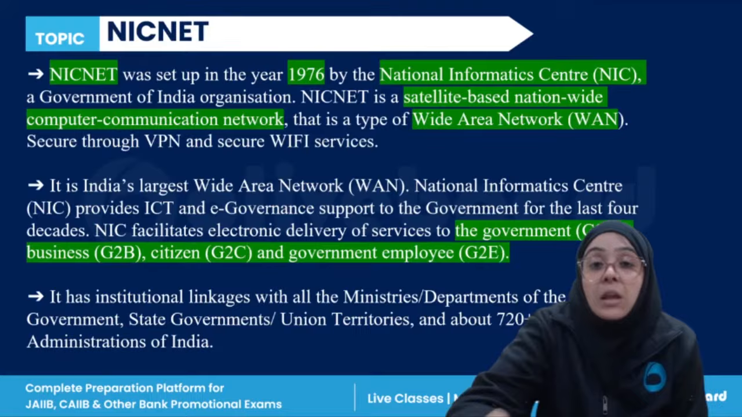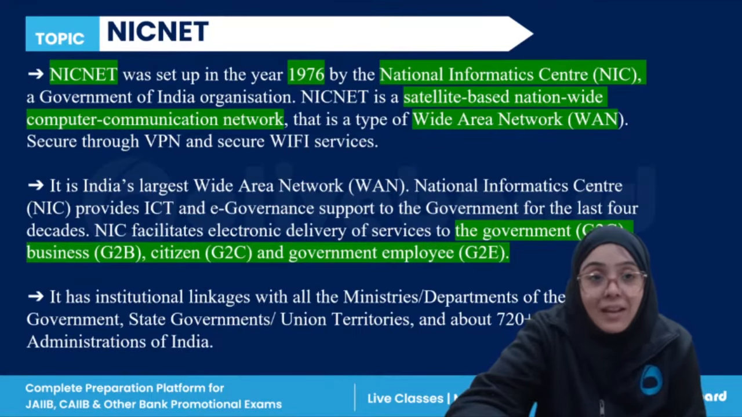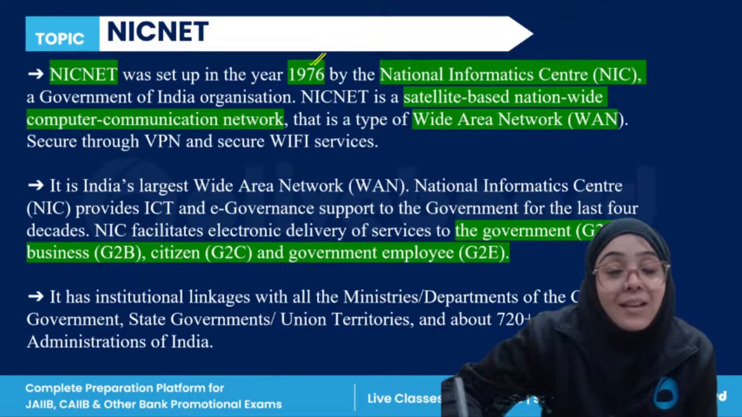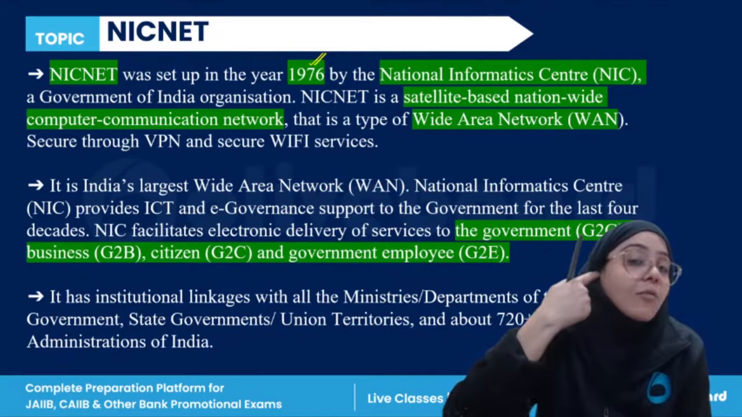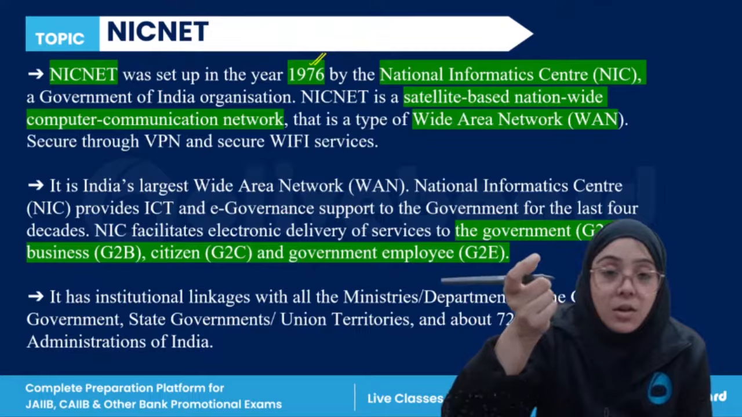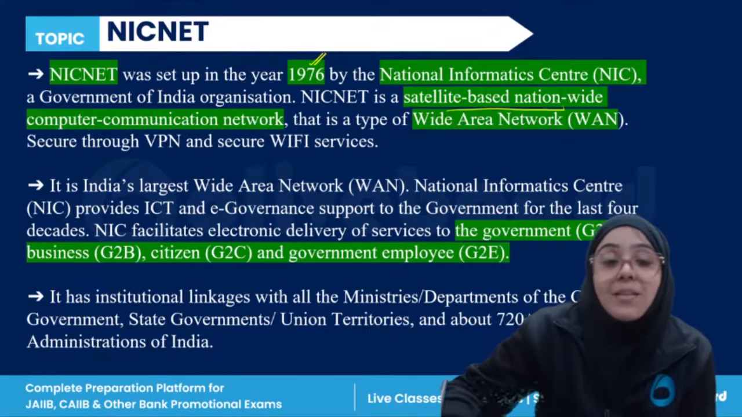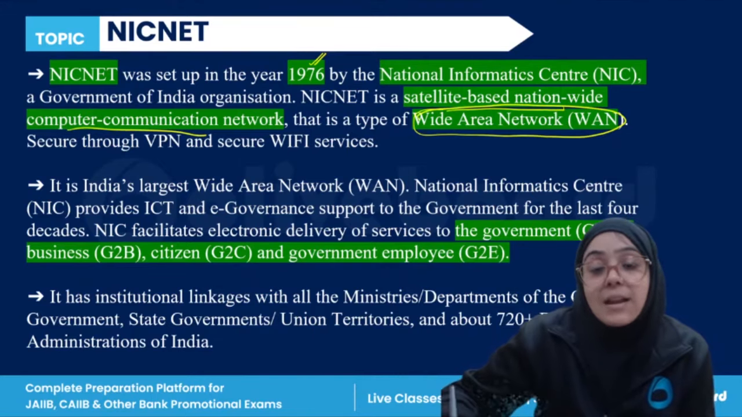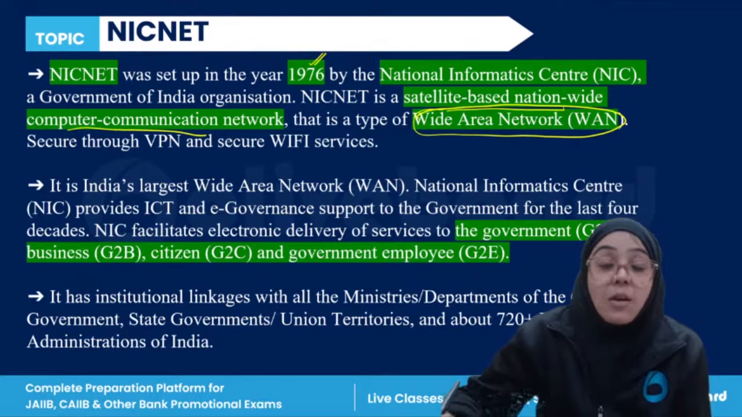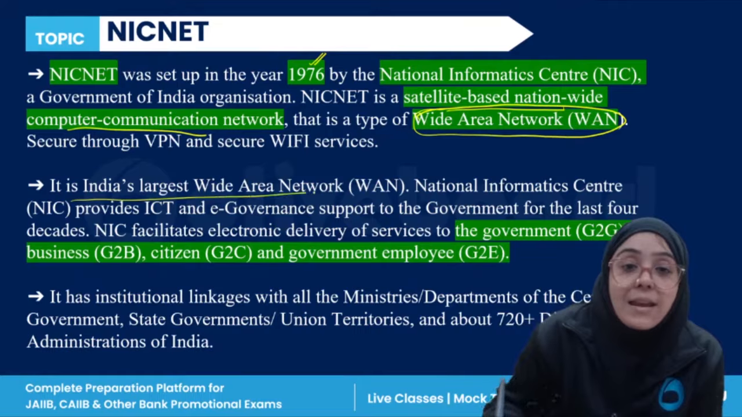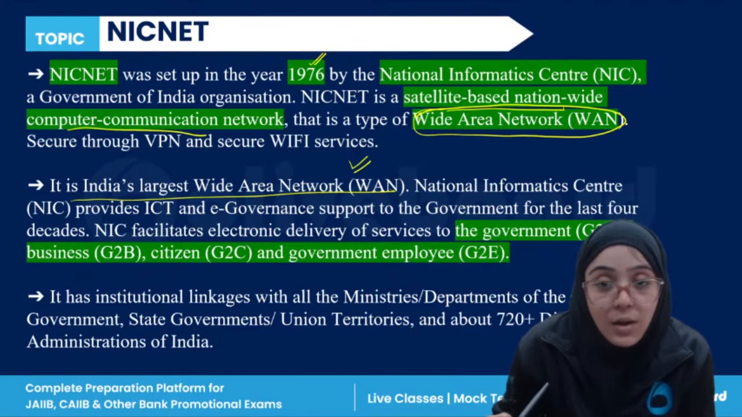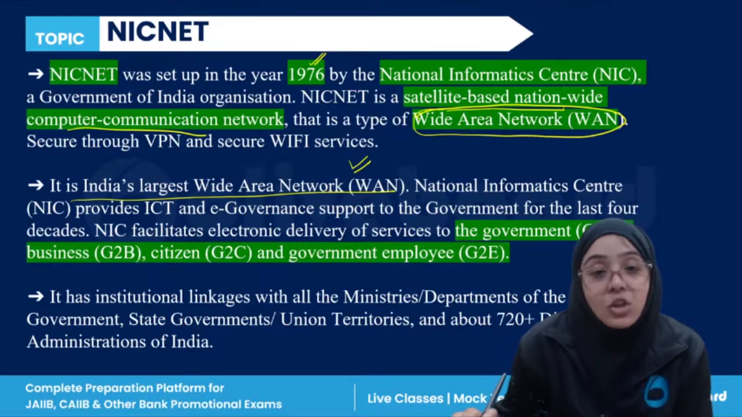There is NICNET also, like BankNet. NICNET is the National Informatics Centre Network, which was established in 1976 by the National Informatics Centre. NICNET is a satellite-based nationwide communication network, and it is a wide area network. Wide area network means WAN, right? It is the largest wide area network. So if the question is asked which is the largest wide area network, NICNET is the largest.